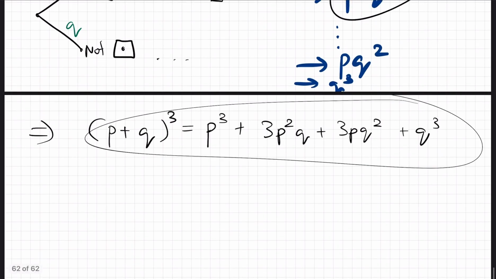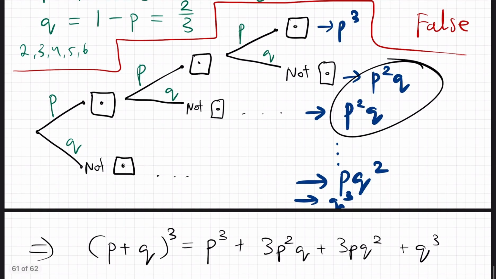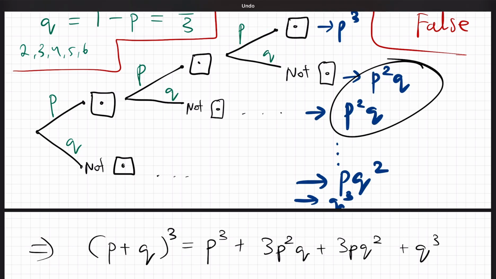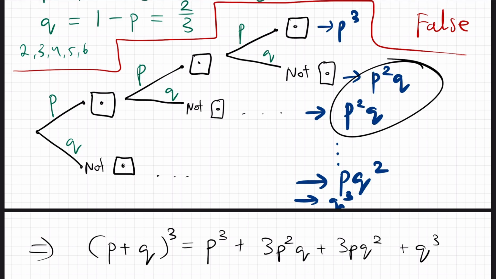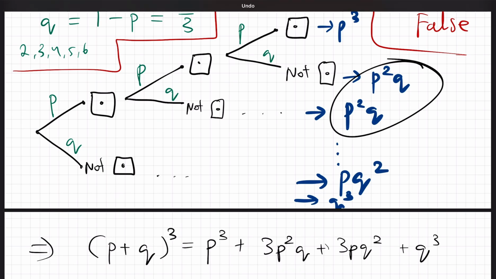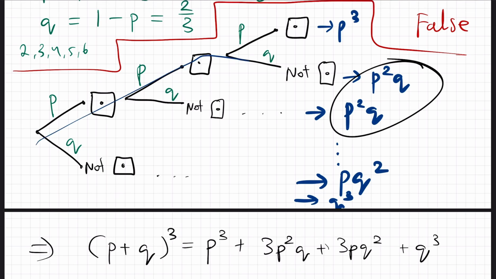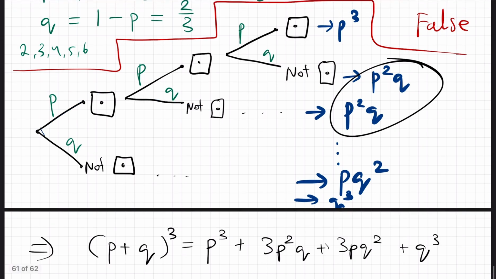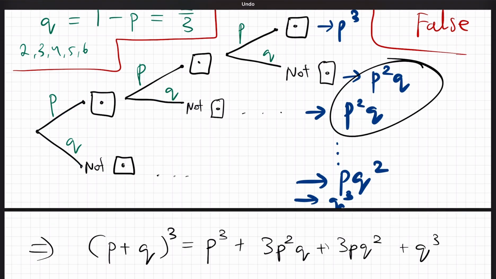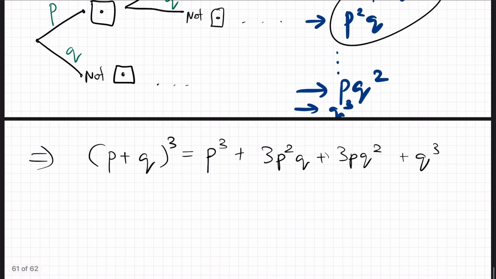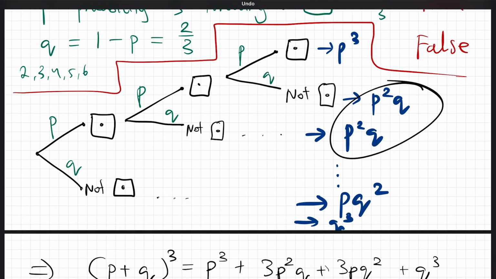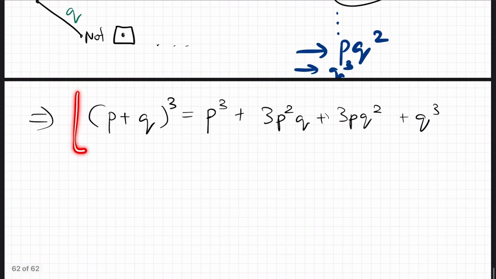This is the expansion of that, and this is also what's going to happen if we calculate every single possibility from this tree diagram, because there are actually 3 ways in which we can get P squared Q. We can go PPQ, PQP, or QPP, like so. And there are 3 ways. So we've managed to simplify this entire tree diagram into a simple binomial expansion.